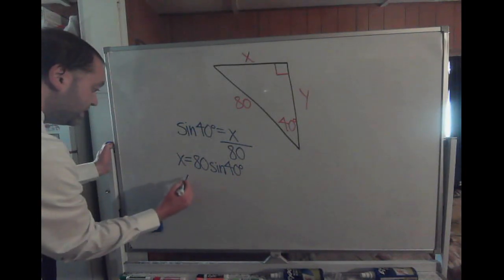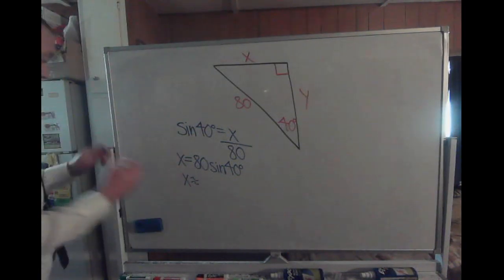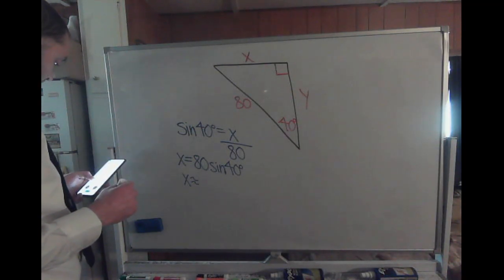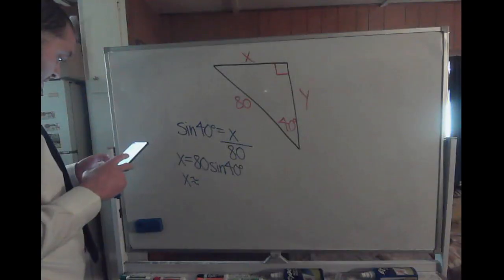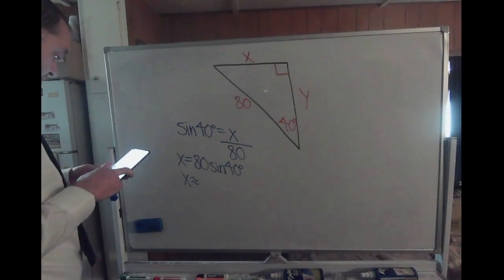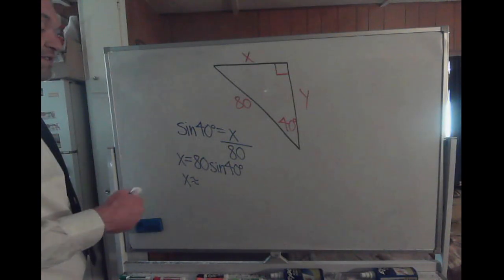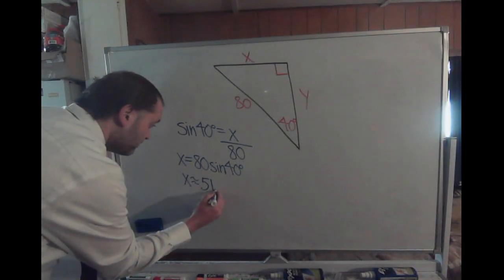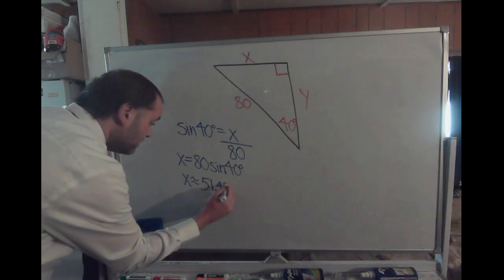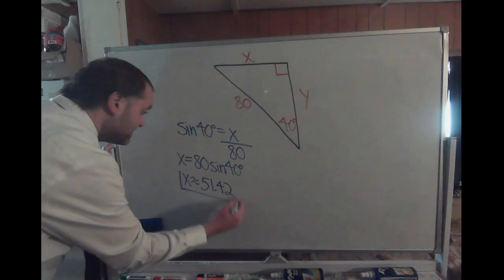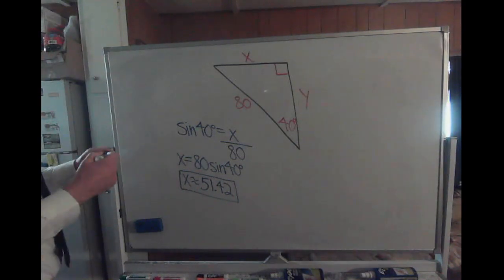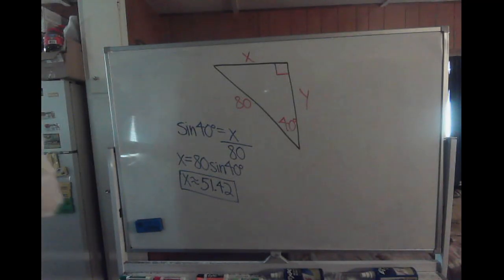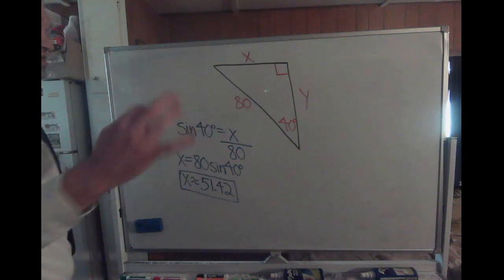And then we can get a 2 decimal place approximation. All right, so 80 sine of 40 gives you about 51.42. So x has a value of approximately 51.42. And now we want to solve for y.